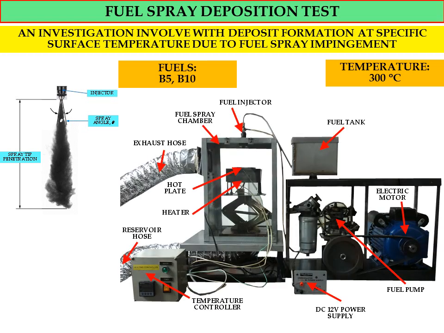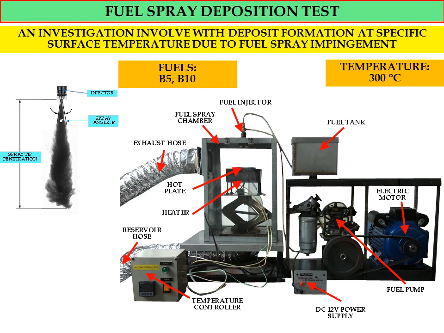And this is a simple apparatus for the fuel spray deposition test. We have a number of components here: an electric motor to run the fuel pump, and a DC 12 volt power supply to provide power to the fuel pump. The fuel tank is used to store the B5 or B10, and the fuel injector will provide a fuel spray that impinges on the hot plate.